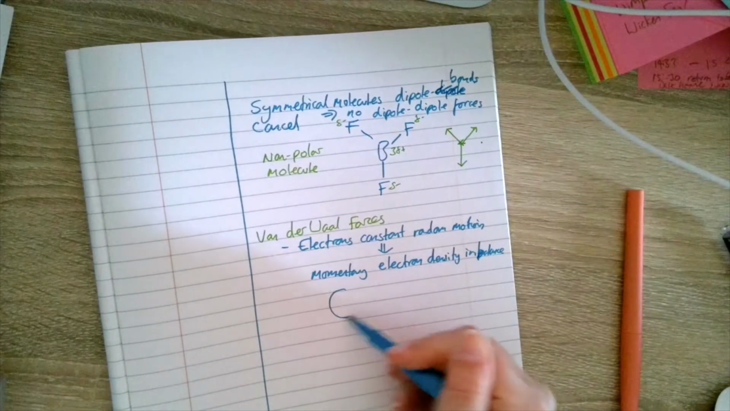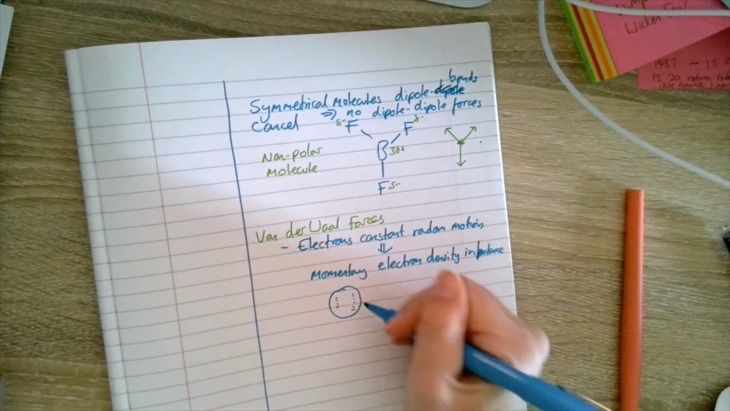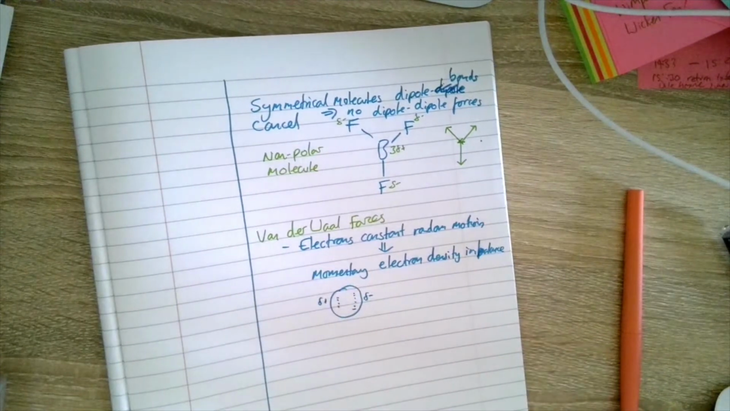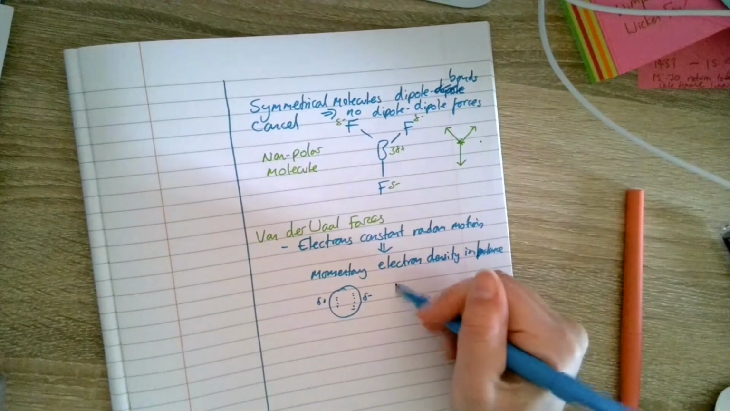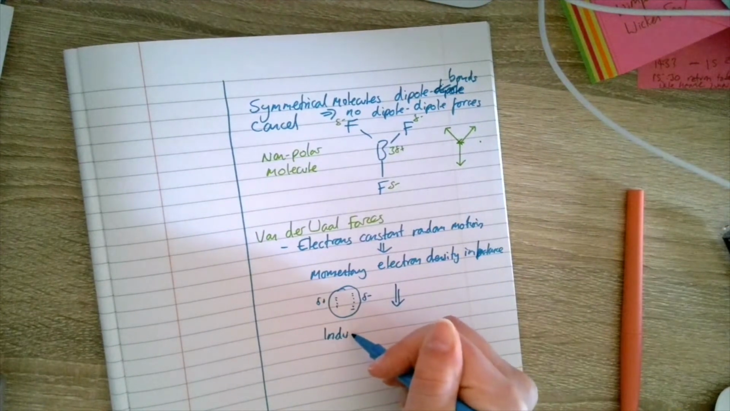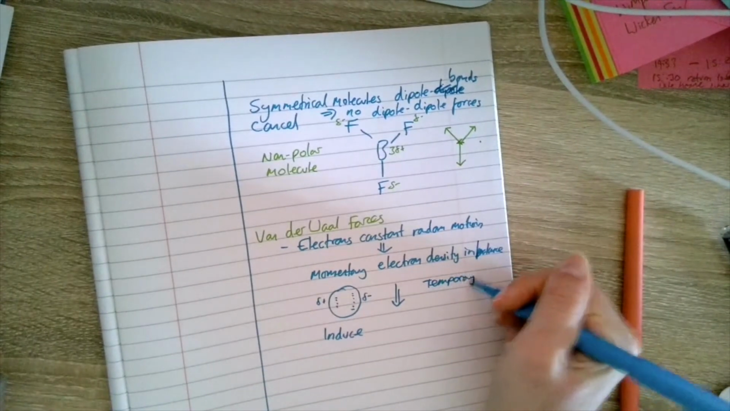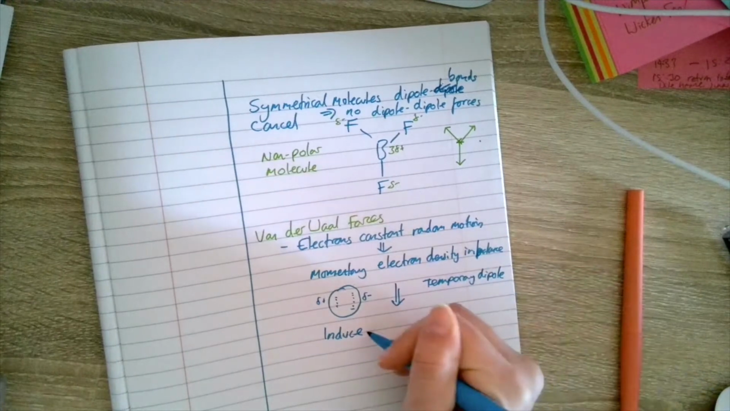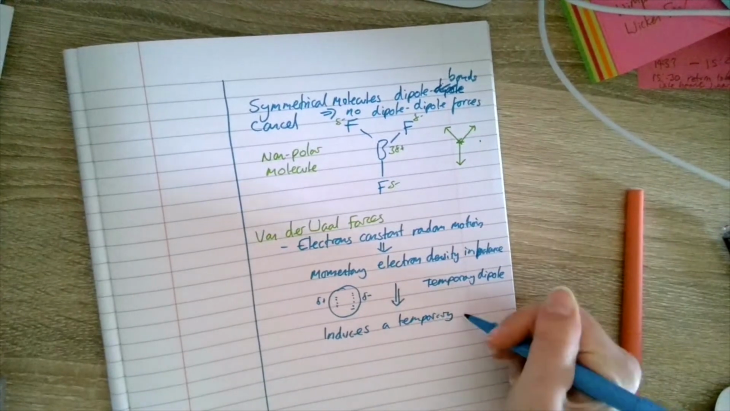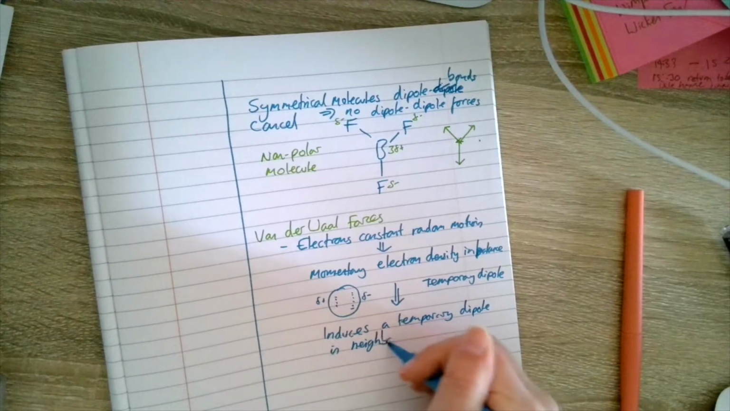So where we've got slightly more electrons on one side compared to the other, we then get delta negative where there are more electrons compared to delta positive where there are fewer. So this can then induce, as we now have a temporary dipole, which then induces a temporary dipole in a neighbouring molecule.